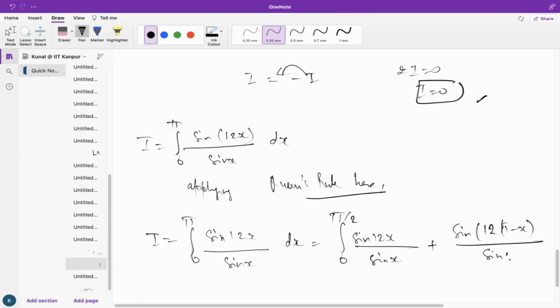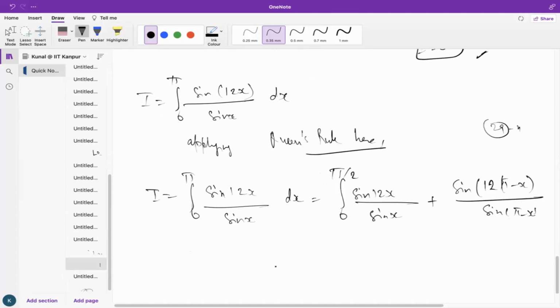By sine of pi minus x. Because it will be written as 2a minus x. And here the value of 2a is pi. I just do that. So what we get?